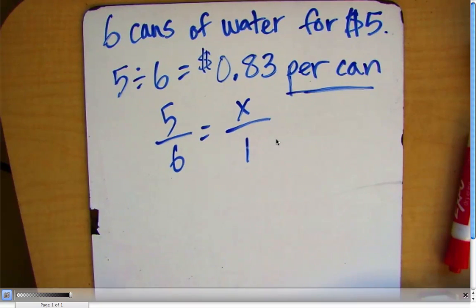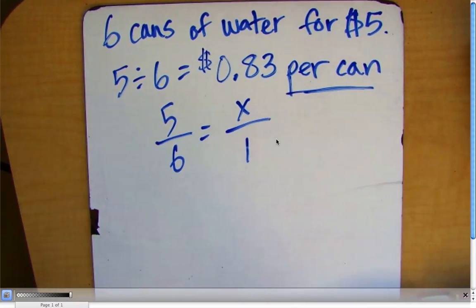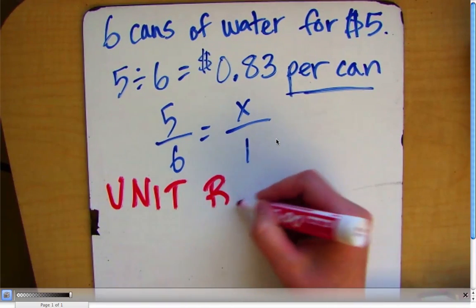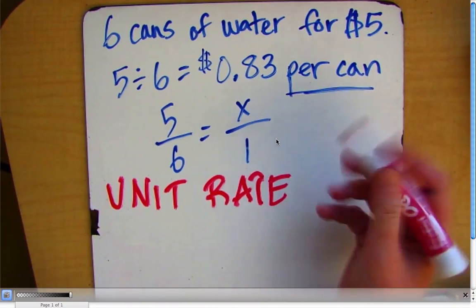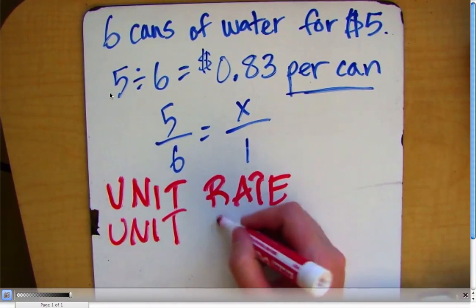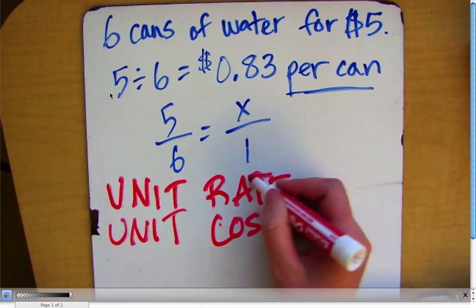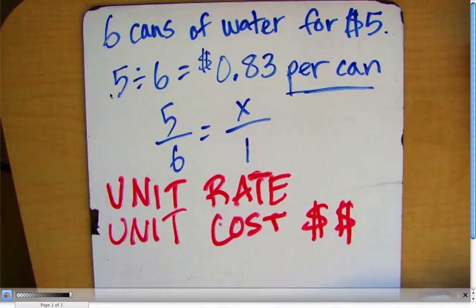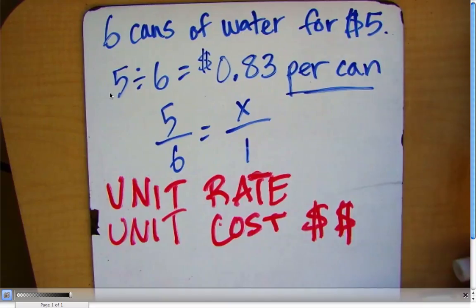So both the last ones we've done have been with money. So not only can you call these unit rate, but a lot of times you'll see these called unit cost. The same thing as unit rate, it just obviously has to do with money. Okay, so those terms are kind of interchangeable as far as when it's dealing with money, you could call it a unit cost. All right, let's look at another one.